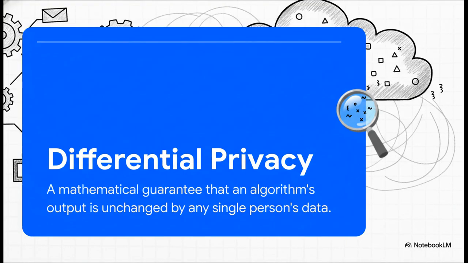So tackling bias is one part of the safety puzzle. Privacy is the other huge piece. And here, one of the most powerful techniques is something called differential privacy.